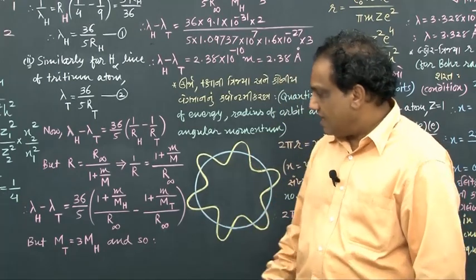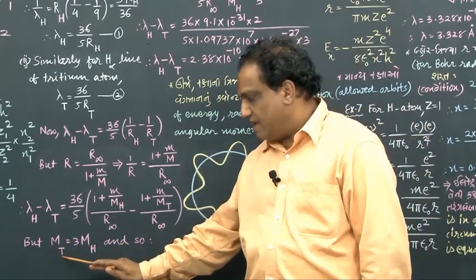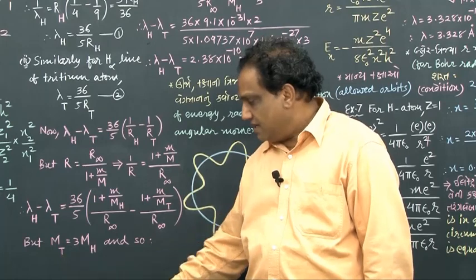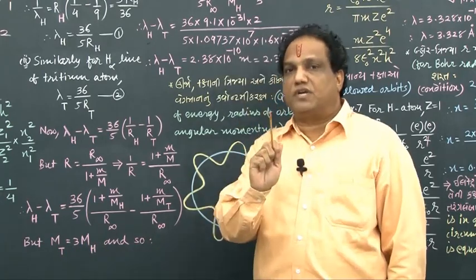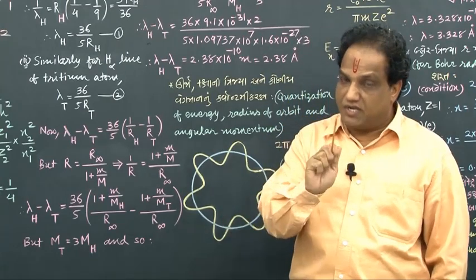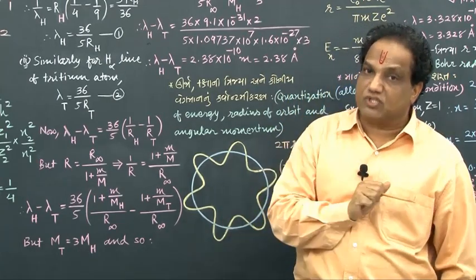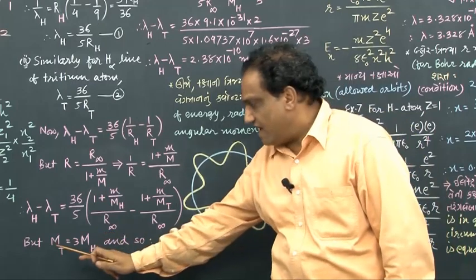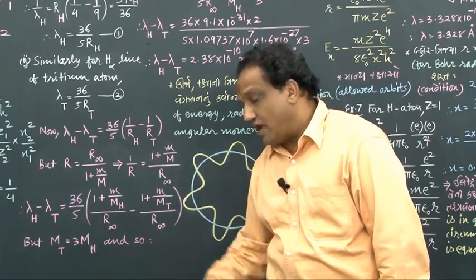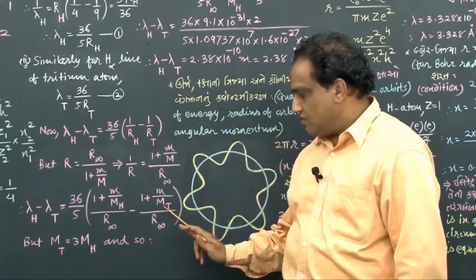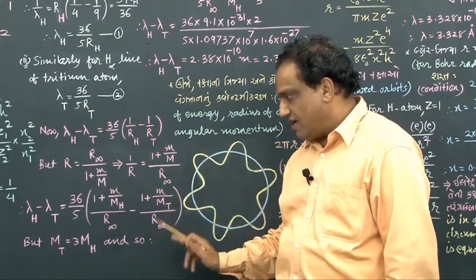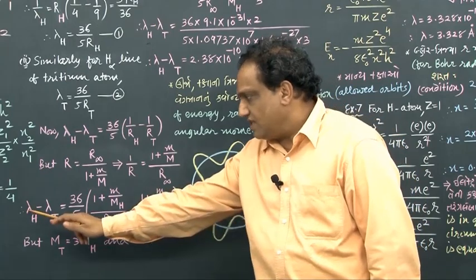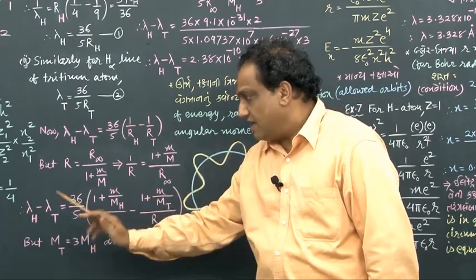Fine. But now the mass of the tritium atom, they have given in the statement, it is 3 times the mass of the hydrogen atom. Please remember now, the mass of tritium is 3 times the mass of the hydrogen atom. So in place of MT, we can write 3 into MH. But before that, 1 upon R infinity can be taken common. So start with this difference, lambda H minus lambda T.